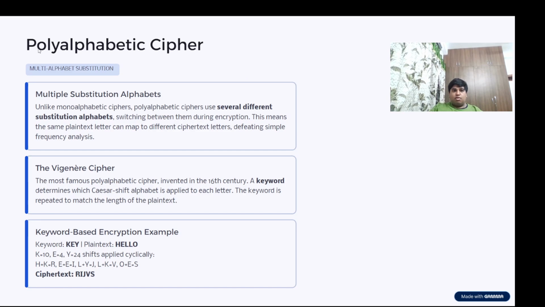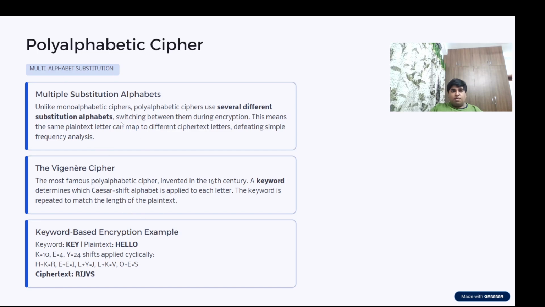Next we come across the polyalphabetic cipher. It's a multi-alphabet substitution technique. Instead of relying on just one substitution, we can substitute a group of letters. Like I told you, unlike monoalphabetic ciphers, we can use several different substitution alphabets, switching between them during encryption. This means that the same plain text letter can map to different cipher text letters, defeating simple frequency analysis.